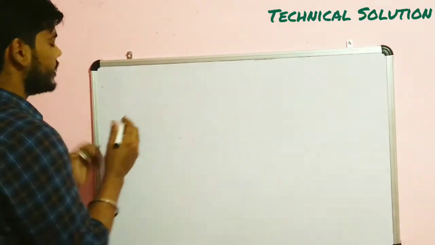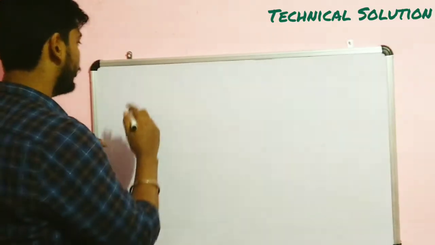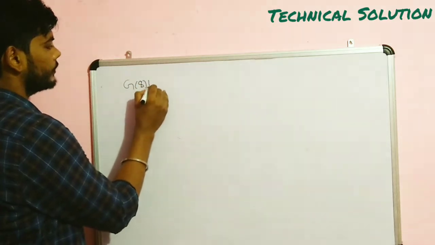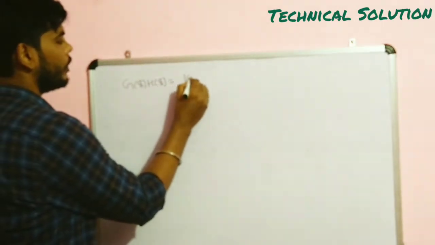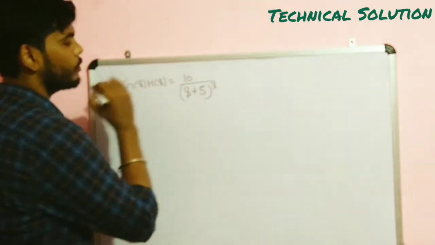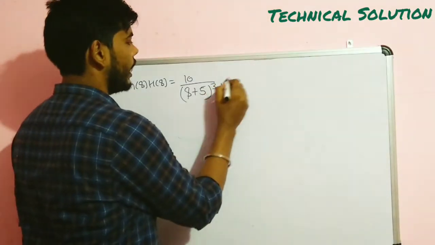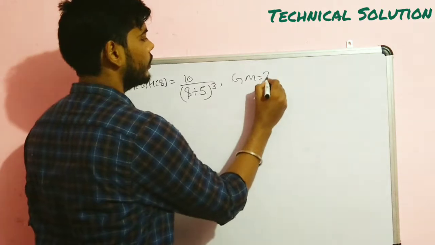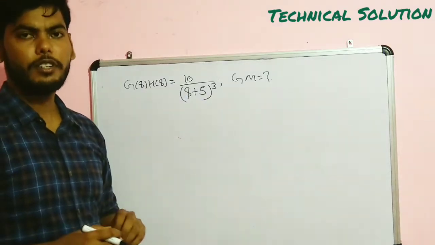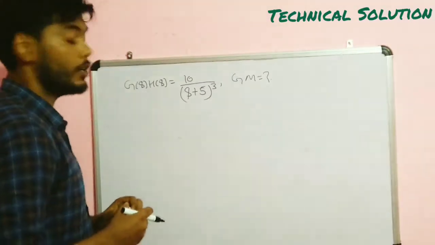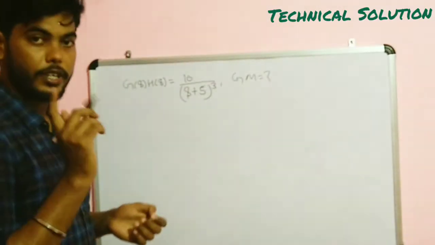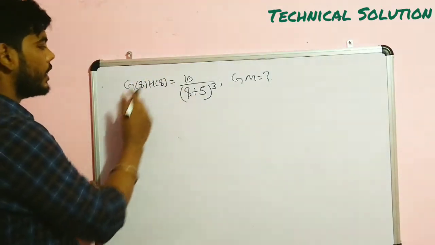The problem was asked in the year 2012. In the question, an open loop system 10 upon (s plus 5) whole raised to the power 3 is given, and it asks what is the gain margin of the system. To find the gain margin, first we find the phase crossover frequency. To find the phase crossover frequency, the first step is to put s equal to j omega in the transfer function.